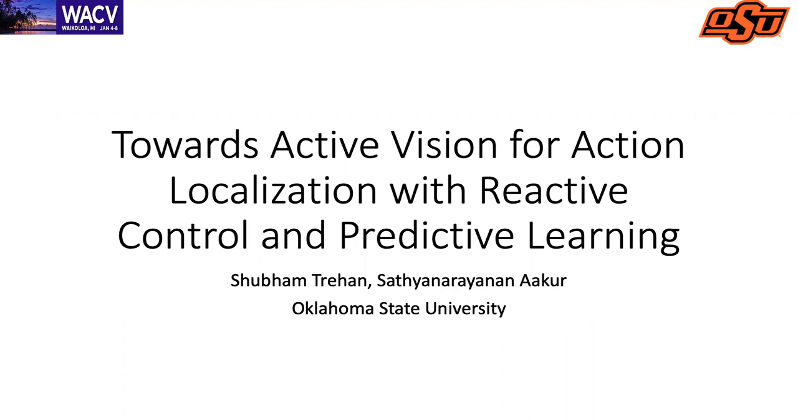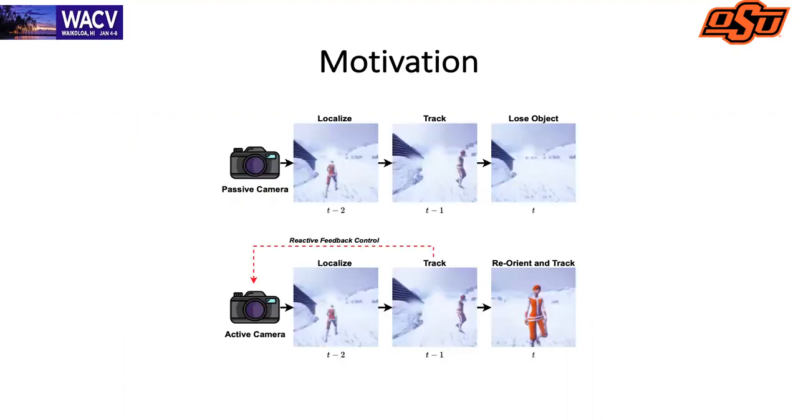Today I'll be presenting our work towards active vision for action localization with reactive control and predictive learning. Visual event understanding tasks such as action localization have focused on passive scenes where the agent cannot manipulate the geometric and physical parameters of the sensors such as fixation and self-motion. This severely restricts the ability of the observer to view, understand, and respond to the events in the scene.